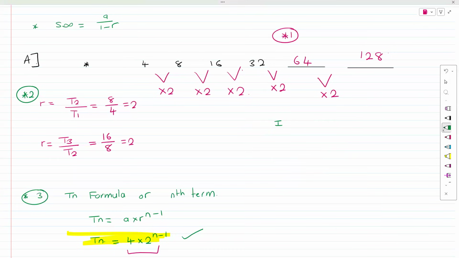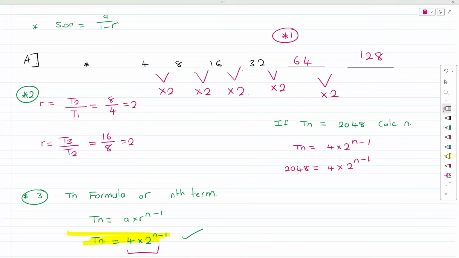If Tn equals 2048, calculate n. And this question is the opposite. Tn equals 4 multiplied by 2^(n minus 1). Okay? And now we have to work with this, right? Because 2048 equals 4 multiplied by 2^(n minus 1). And we have to work backwards to solve it, right?